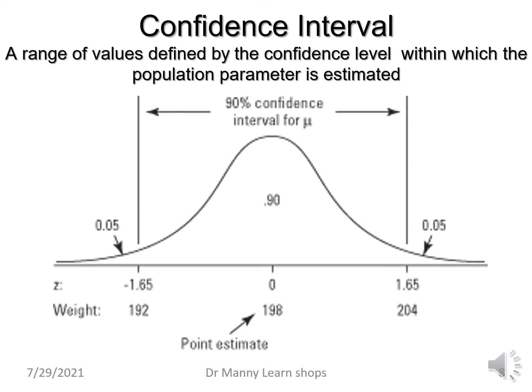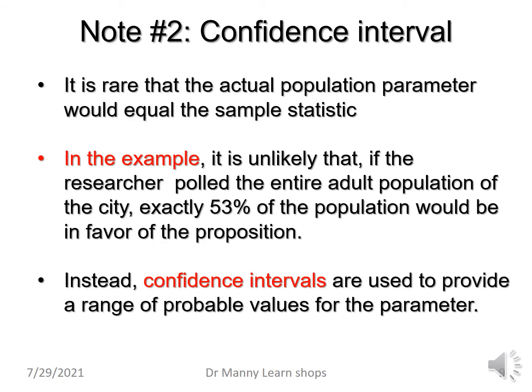The confidence interval is essentially just a range defined by the confidence level within which the population parameter falls. It's rare that the actual population parameter would be equal to the sample statistic. For example, it is unlikely that if the researcher polled the entire adult population of a city, exactly, let's say, 53% of the population would be in favour of the proposition. Instead, a confidence interval is used to provide a range of probable values for the parameter.